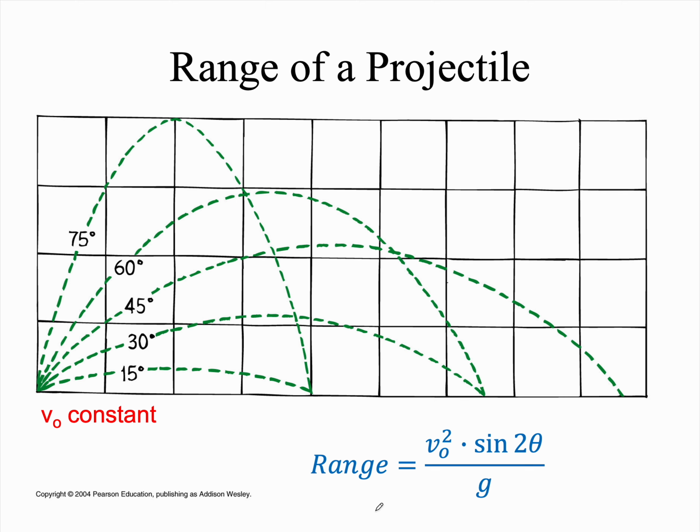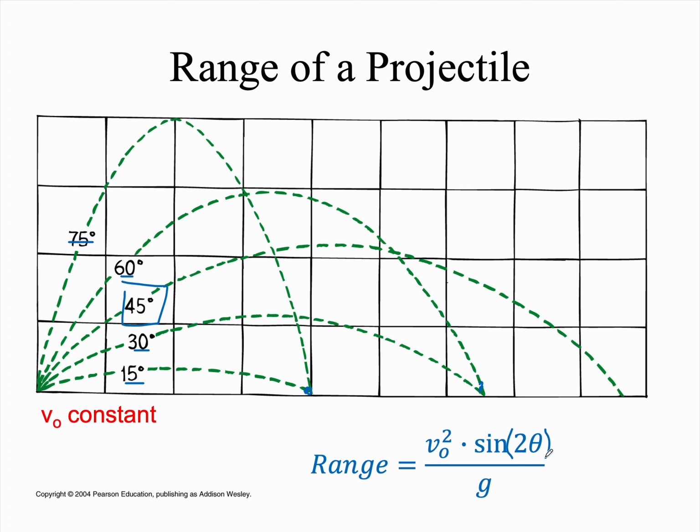Some interesting things about range, just real quick. This is not a big idea, by the way. Range is not, don't think about it too hard. Notice something here. 15 and 75 degrees have the same range. Likewise, 30 and 60 have the same exact range. And 45 has the maximum range. You might say, why does 45 have the maximum range? Well, think about it. 2 times 45 degrees gives you 90 degrees. Sine of 90 is 1. That's the largest the sine can become. And that's going to give you the maximum range. So typically we think 45 degrees is maximum.